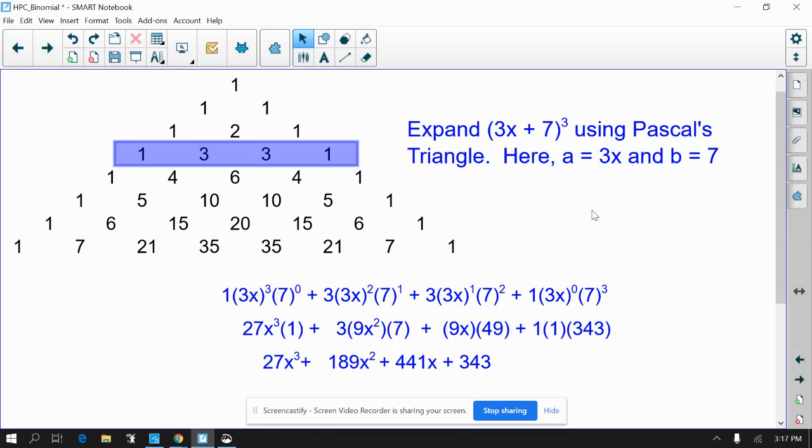The B term does just the opposite. It starts off with b to the 0, so 7 to the 0, and then it grows 7 to the first, and then 7 to the second, and 7 to the third. The Pascal triangle comes into play here. These numbers are being multiplied by each term. So 1 times that first term, and then 3 times the second term, and then 3 again times the third term, and then 1 times the fourth term. So if you can successfully get here to this level, then you should be good.